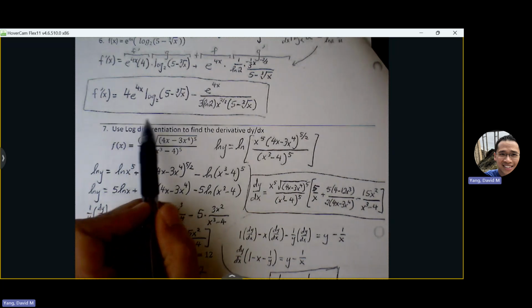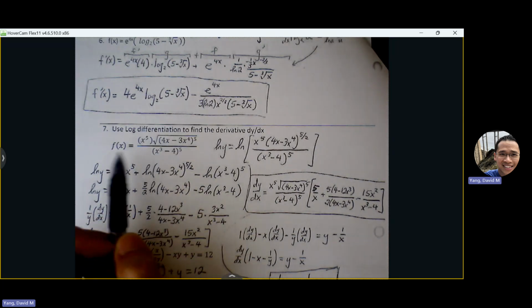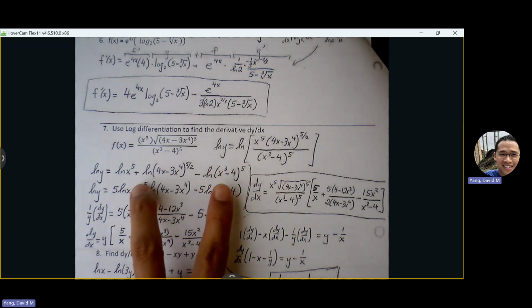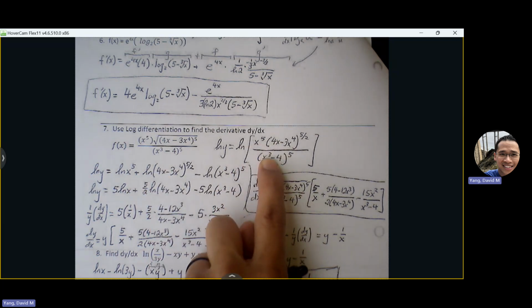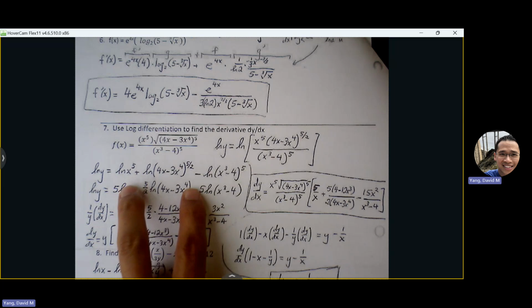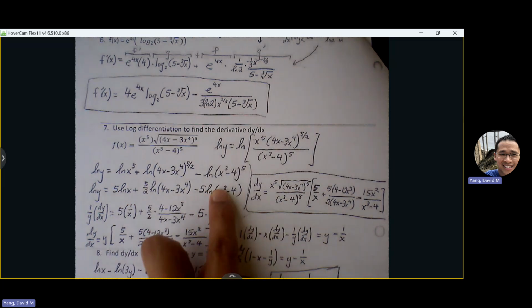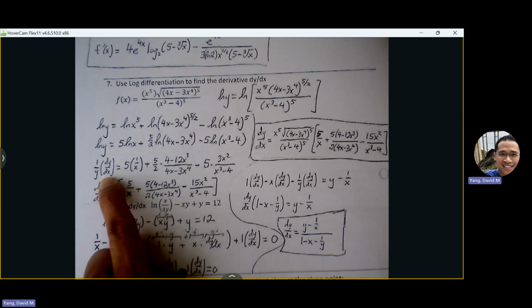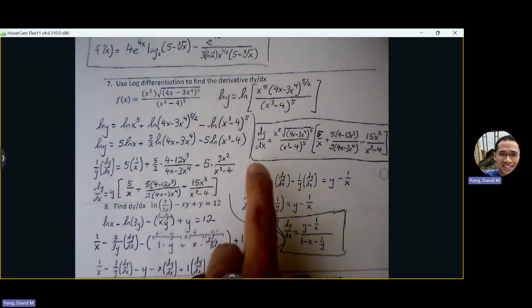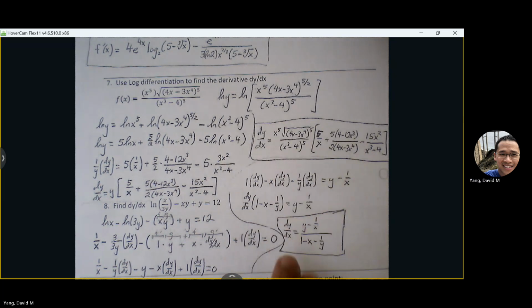Number 7, again, there's an instruction to use log differentiation. So we take the natural log of both sides, expand out as much as we can on the right side using quotient and power property, and then bring all the exponents down in front, and then u prime over u for each of them, and then 1/y dy/dx for that left side, a little bit of implicit, bring the y over to the right side, replace the y in terms of x.